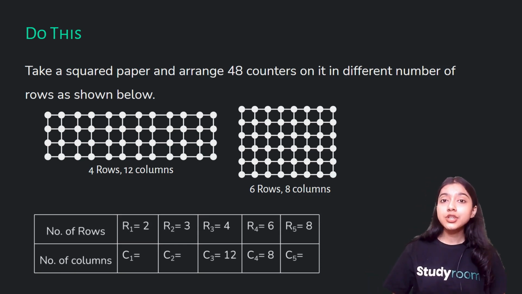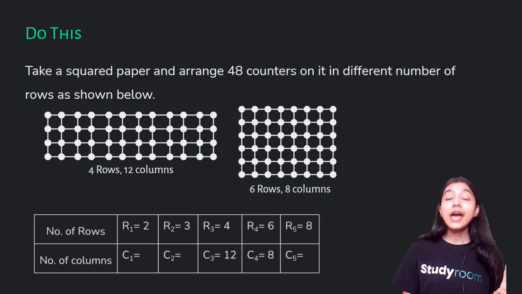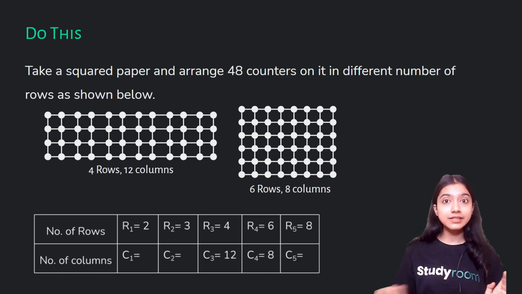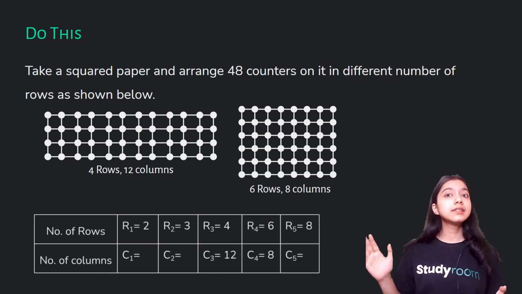Now, if I arrange all the 6 students in the first row, that means the number of rows is 1, and I'm arranging all the students in the first row. So, there will be all 6 students in the first row, so the number of columns will be 6. So, 1 row, 6 columns.